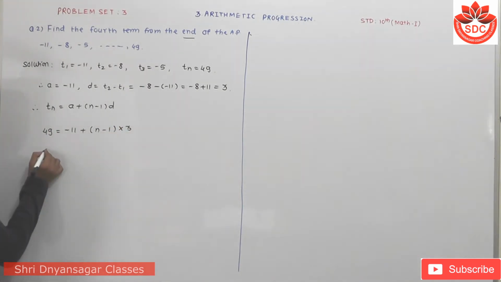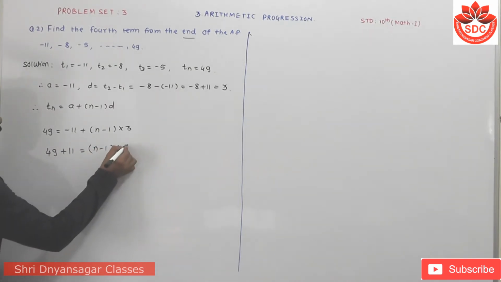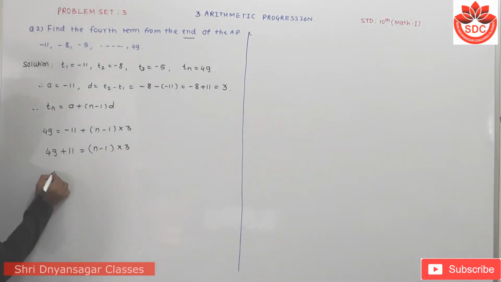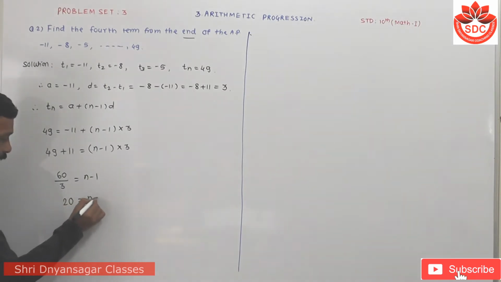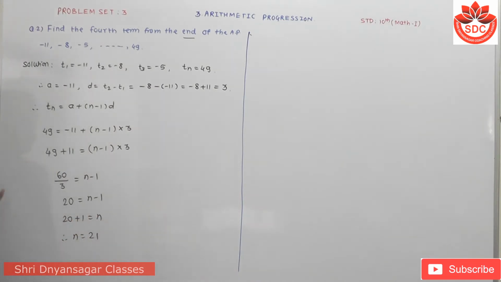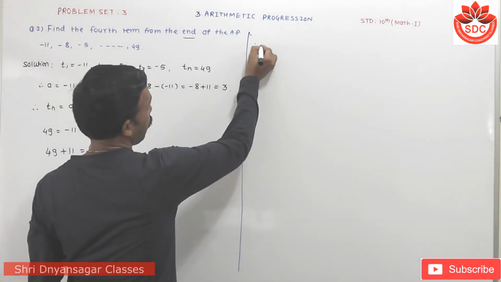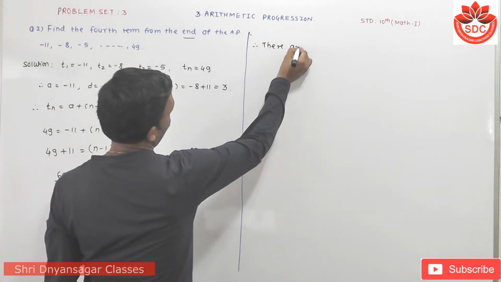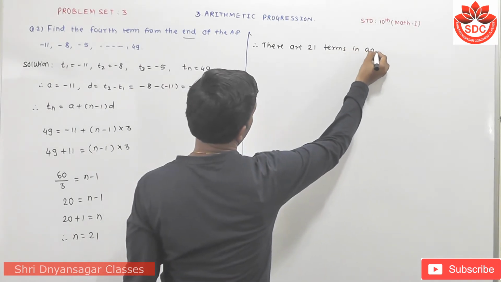Transposing this minus 11, 49 plus 11 is equal to (N minus 1) into how much? 3. This becomes 60. Then 3 goes to the denominator: 60 by 3 is equal to N minus 1. Then the simplification is 20, equal to N minus 1. Transposing, 20 plus 1 is equal to N. Therefore N is equal to how much? 21. That means there are how many terms here? 21 terms. Therefore there are 21 terms in the AP.